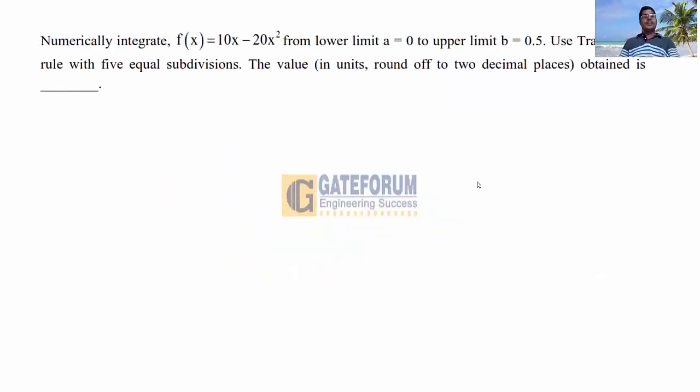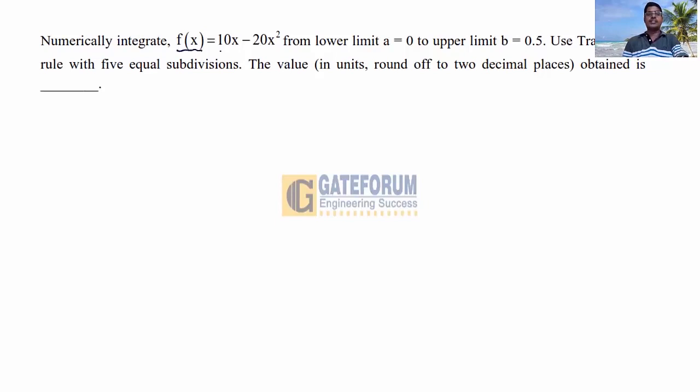The question is: numerically integrate f of x is equal to 10x minus 20x square from lower limit a is equal to 0 to upper limit b is equal to 0.5. Use trapezoidal rule with 5 equal subintervals. The value in units, rounded up to 2 decimal places, obtained is. This question is from engineering mathematics, from the topic numerical method, subtopic numerical integration, trapezoidal rule. The solution is GATE 2021.